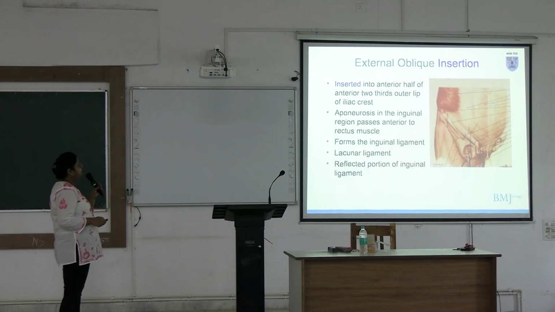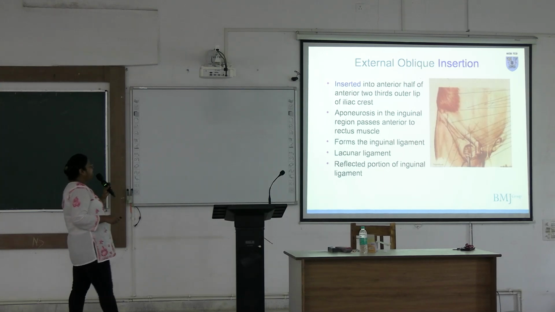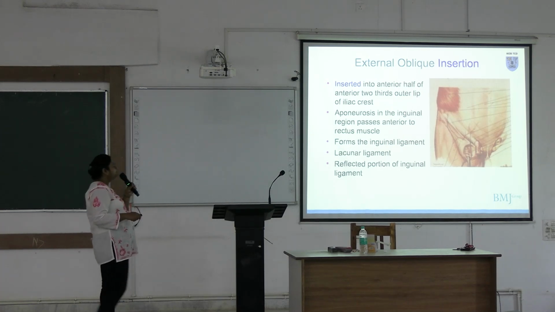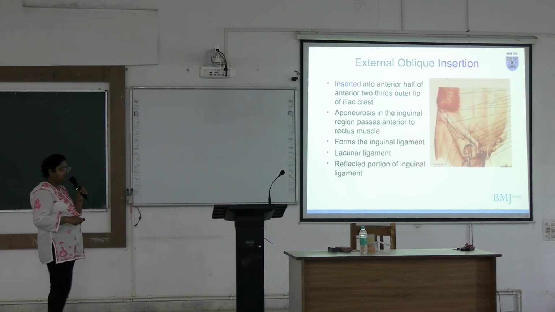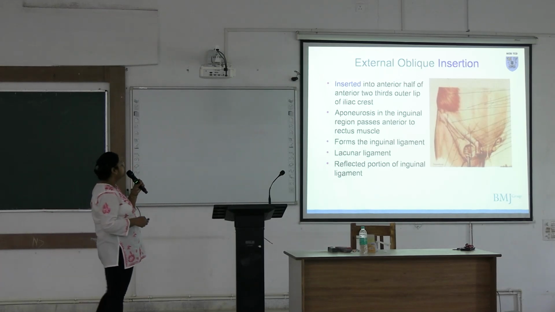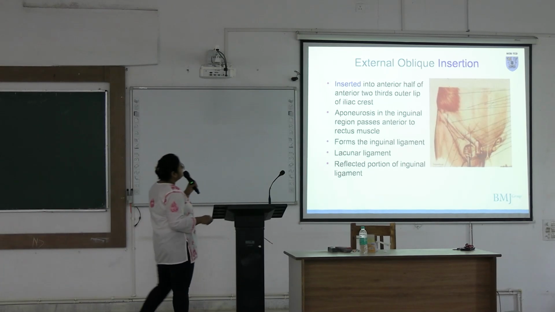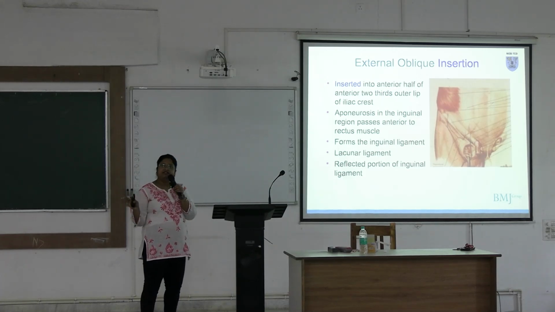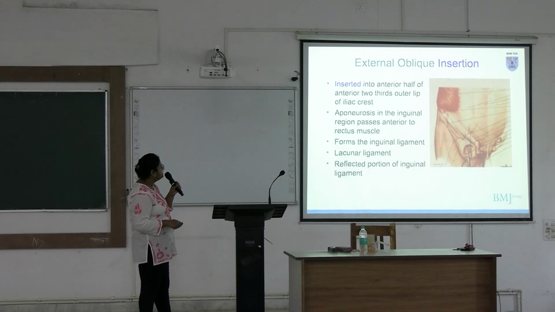and it is inserted into the anterior half of anterior two-third of outer leaf of the iliac crest. Okay, here outer leaf of the iliac crest it is inserted, and it forms an aponeurosis in the inguinal region, passes anterior to the rectus muscle, forming the anterior layer of the rectus sheath here, and it forms lower end of the external oblique. It becomes upturned and thickened to form the inguinal ligament.